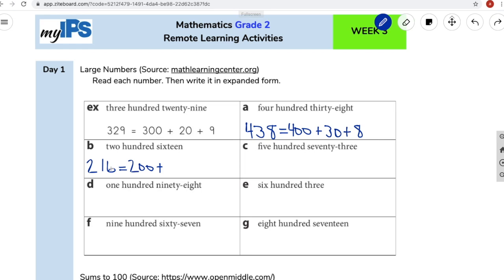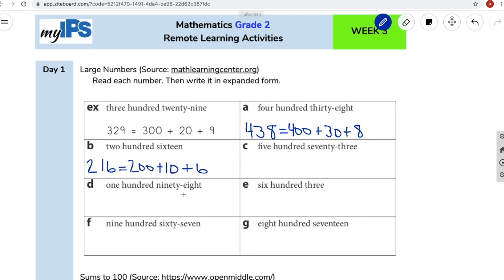in the ones place. So if it's 200, the next place value is tens, and we have a 1 in the tens. So it would be 10 plus, and then we have 6.